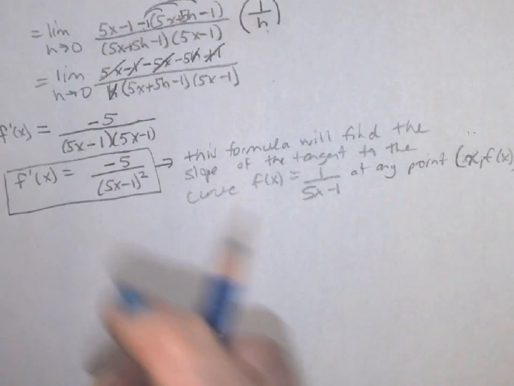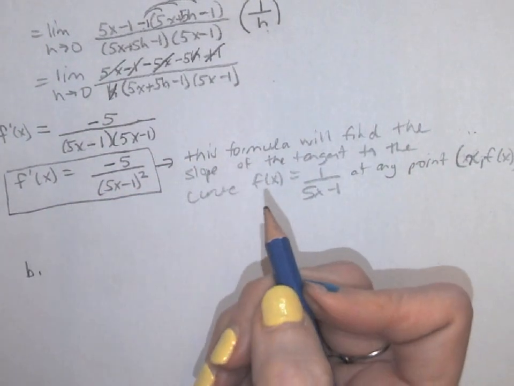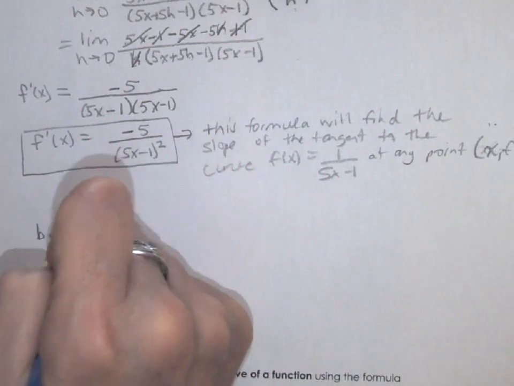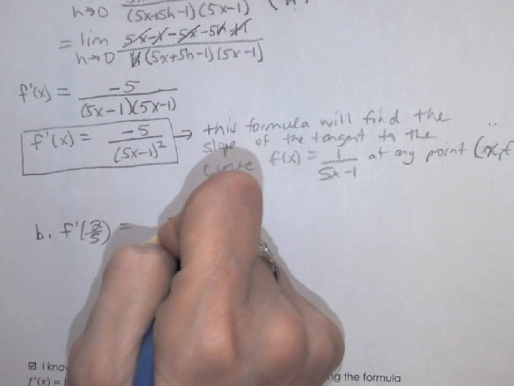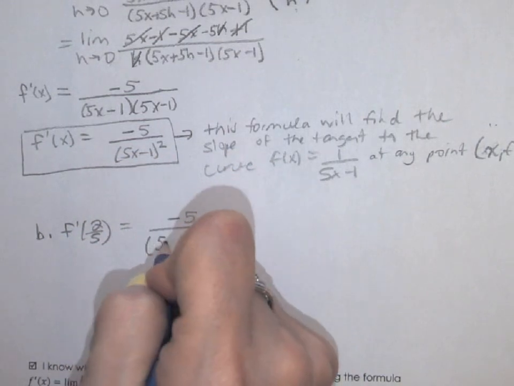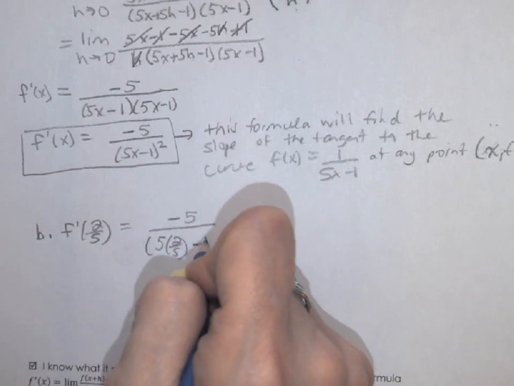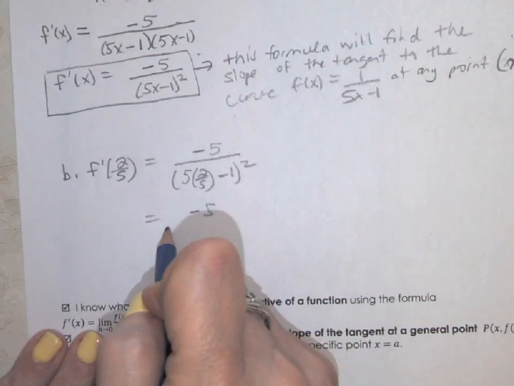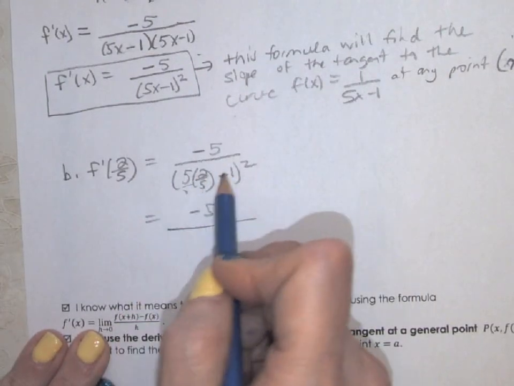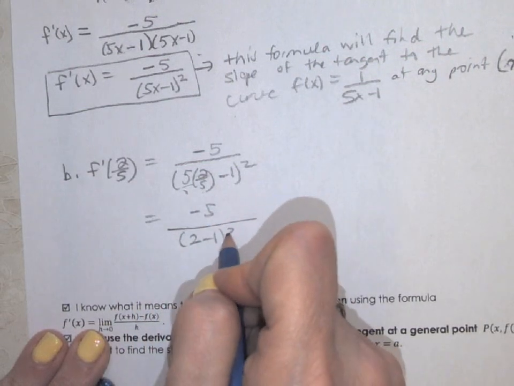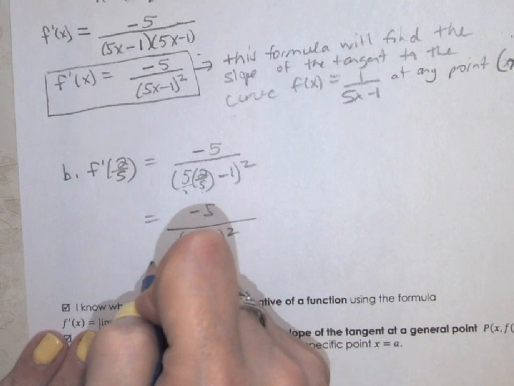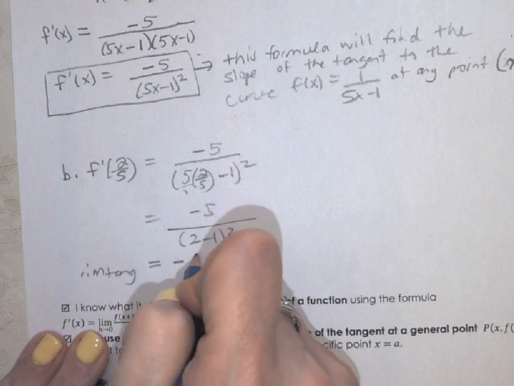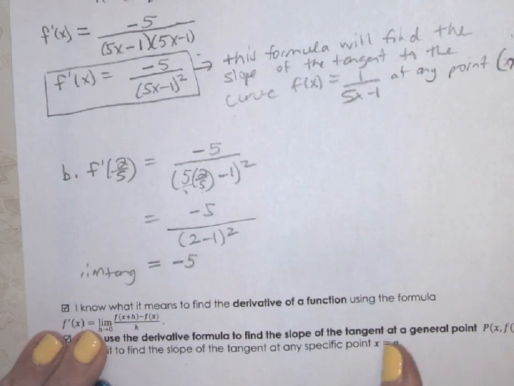And then part B said to find the slope of the tangent at the point when x is 2/5. So we want to find f prime at 2/5, which is going to be negative 5 over 5 times 2/5 minus 1 squared, which is negative 5 over, so 5 times 2/5 is 10/5, which is just 2. 2 minus 1 squared is just 1. So therefore, m tangent is equal to negative 5 over 1, which is just negative 5.